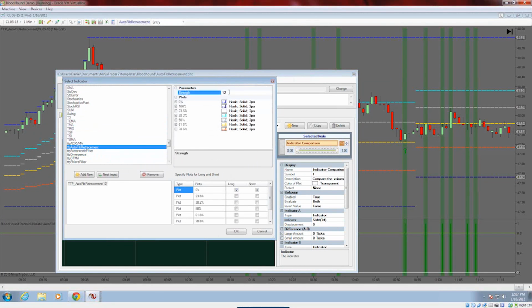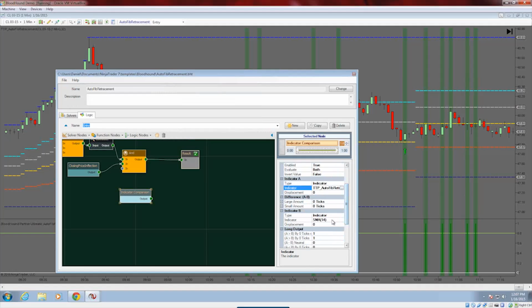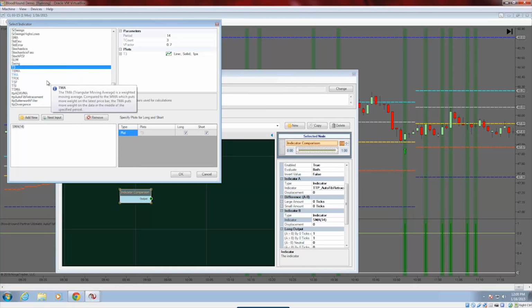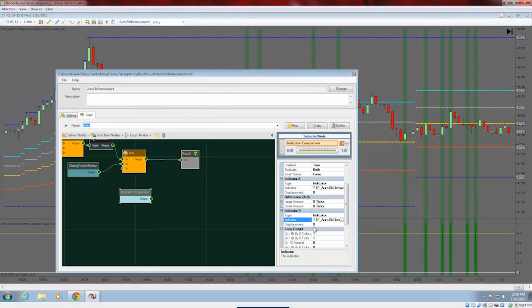So we add the auto fib retracement, set it to 32. We'll use the 50% line for A and the 50% line for B. But for B, we're going to displace it by 1 bar. I'm going to try to hurry up a little bit so I can get through a little bit more before I have to go. Okay, so we have 50% for A, 50% for B, but I'm going to displace B by 1.